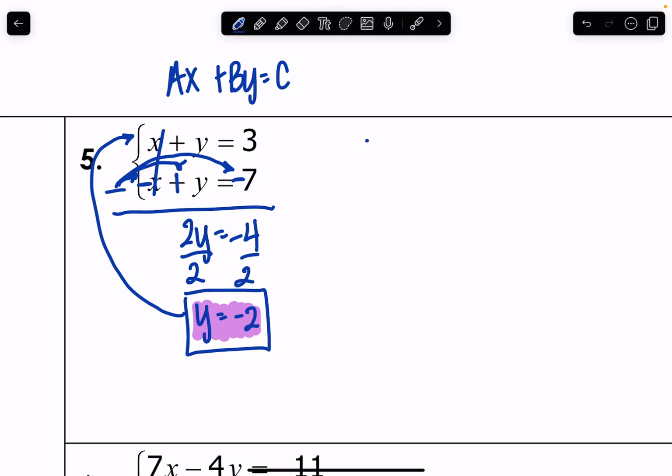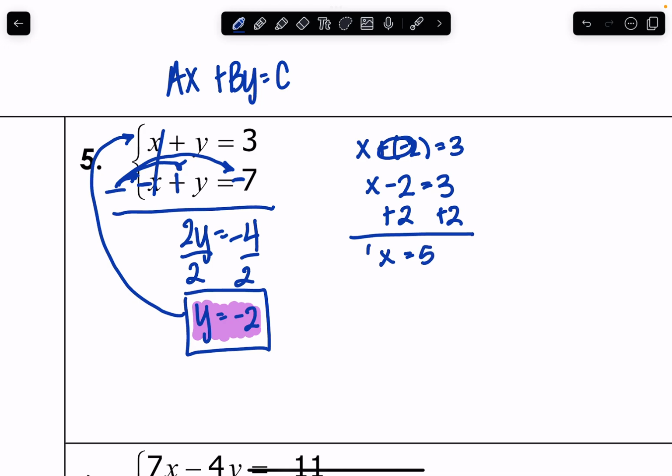So that top equation becomes x plus y, where y is negative 2, equals 3. We know a plus a minus is the same thing as a minus, so x minus 2 equals 3. And then I can add 2 to both sides to get x equals 5. So that would be my answer. Together, that would be 5, negative 2.